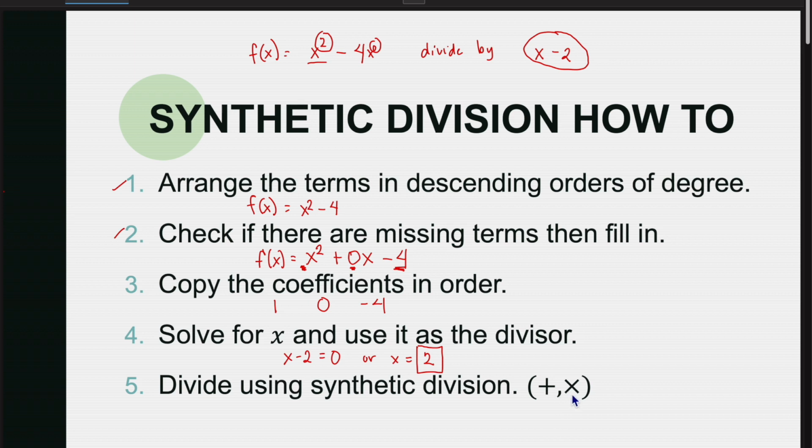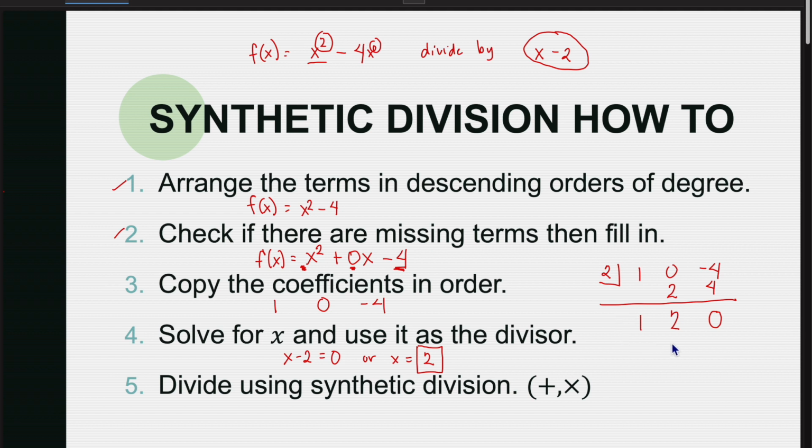Merong plus times dito kasi ito yung order ng operations na gagawin natin. Okay? So, for example, we have 1, 0, negative 4. Ang divisor natin dito ay si 2. So, plus muna pababa, 1 plus 0, that is 1. Then, multiply natin 2 times 1, that is 2. Lagay natin dito. Then, plus ulit. 0 plus 2, that's 2. 2 times 2, that is 4. And this is now 0.